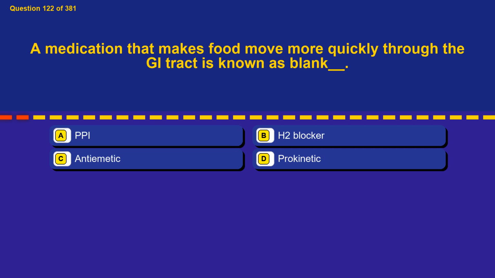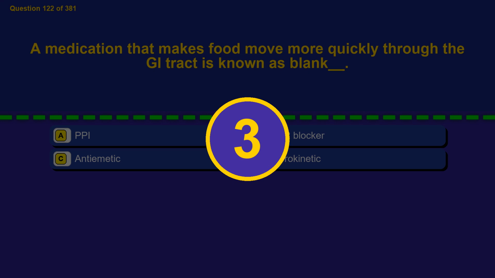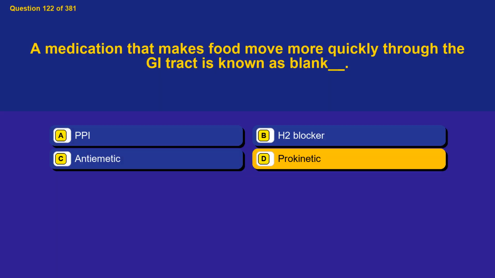Question 122. A medication that makes food move more quickly through the GI tract is known as blank. Option A, PPI. Option B, H2 blocker. Option C, antiemetic. Option D, prokinetic. The correct answer is option D, prokinetic.